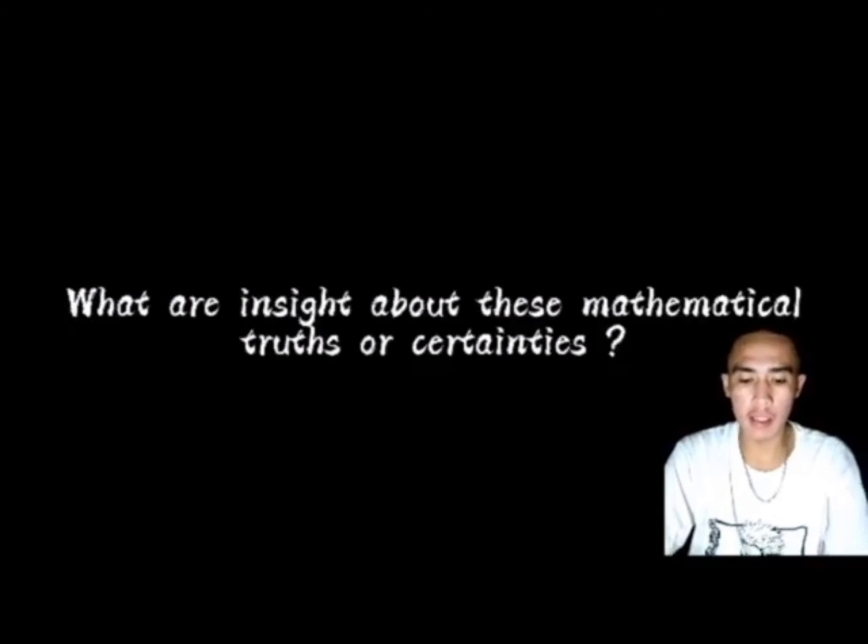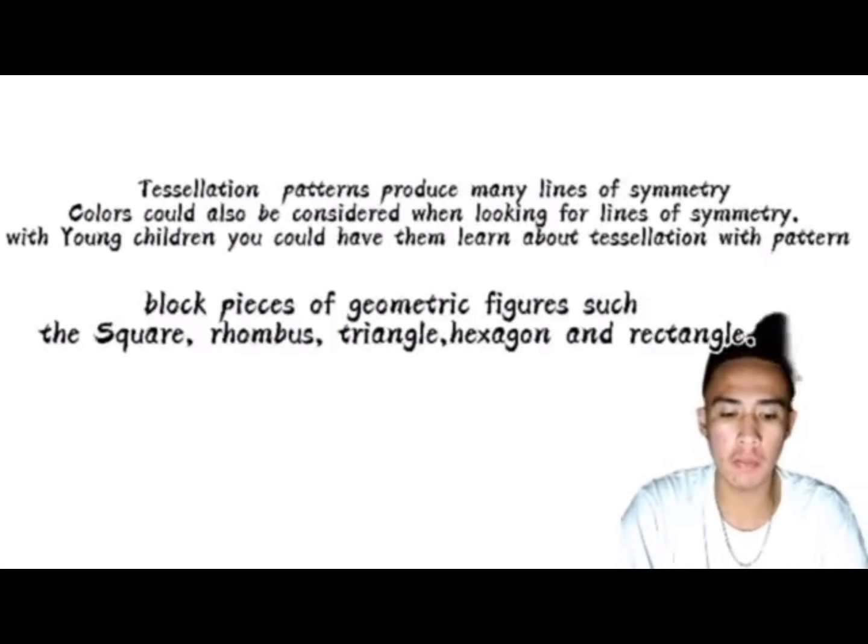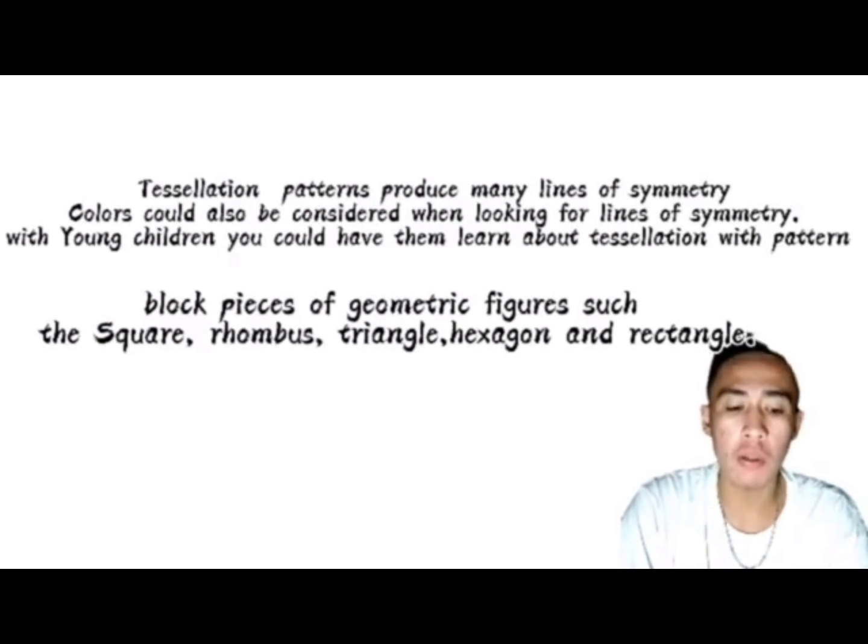What are your insights about this mathematical truth or certainties? Tessellation patterns produce many lines of symmetry. Colors could also be considered when looking for lines of symmetry. With young children, you could have them learn about tessellation with pattern blocks, pieces of geometric figures such as the square, rhombus, triangle, hexagon, and rectangle.